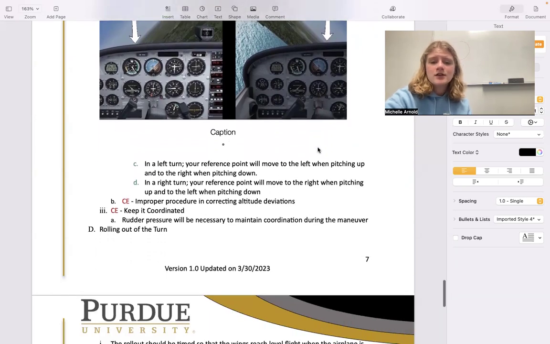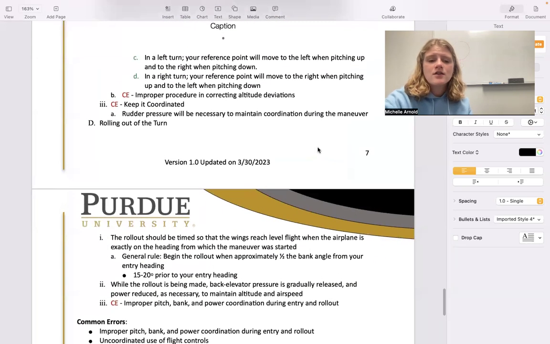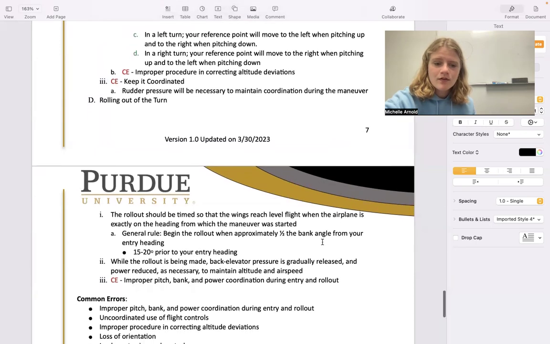All right, so rolling out of the turn. You're going to want to start rolling out of the turn when you're about 20 degrees from your initial heading. And when you roll out, keep in mind that you did add power and trim to keep your altitude. Once you roll wings level, you're going to have an increased vertical lift. So you are going to want to take out some power and be prepared to push forward, reduce your trim so that you can maintain that level flight.